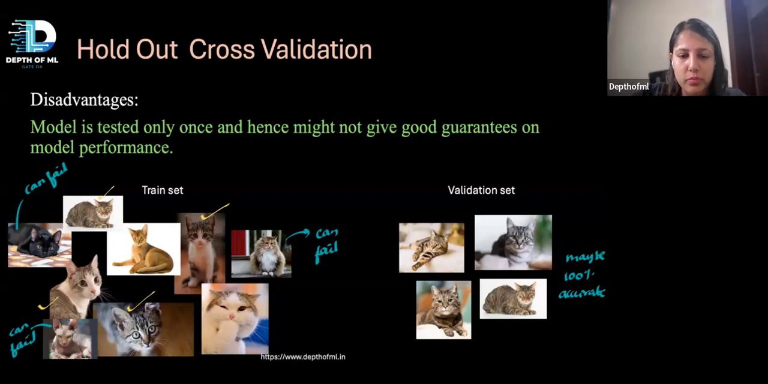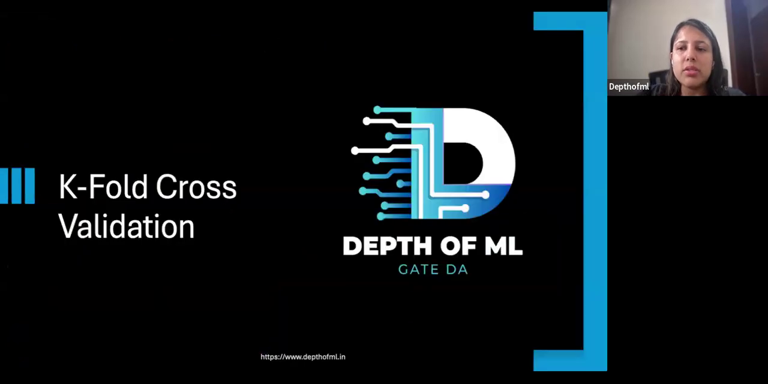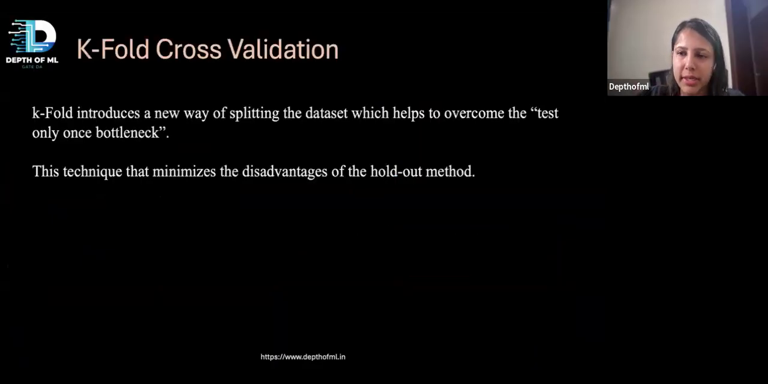So what do we do? What we do is K-fold cross-validation. This is another very simple technique. In K-fold cross-validation, you will basically try to overcome the test-only-once bottleneck. So you're basically testing your model only one time, right? So we are going to try to overcome this disadvantage.